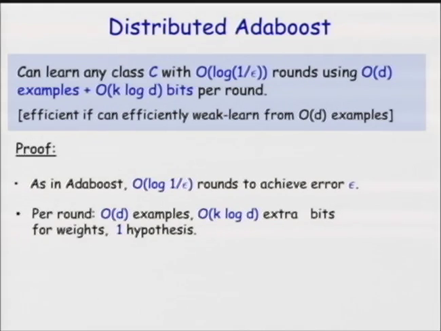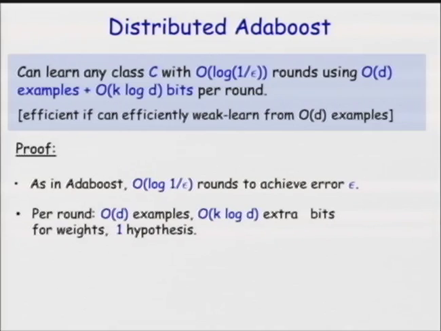Furthermore, in each round, we really communicate order d examples, and some other low order terms. For example, we also have to communicate by how much our weights went up and down, and how many examples to send from each player. But in any case, all those are low order terms. So the dominant factor is order d examples per round, times log 1 over epsilon rounds. And this gives us the desired result that we can learn any concept class C of finite VC dimension d by only using d log 1 over epsilon examples of communication.